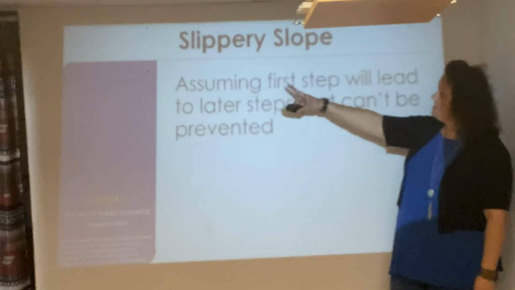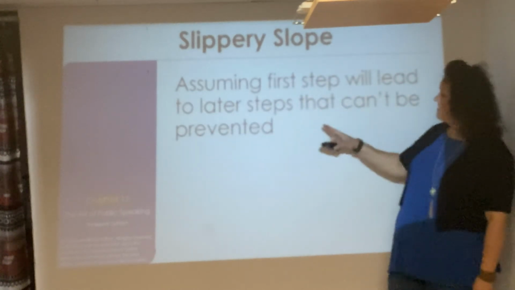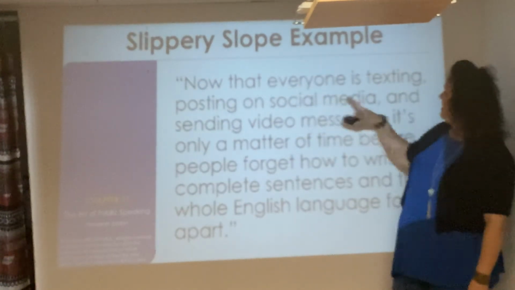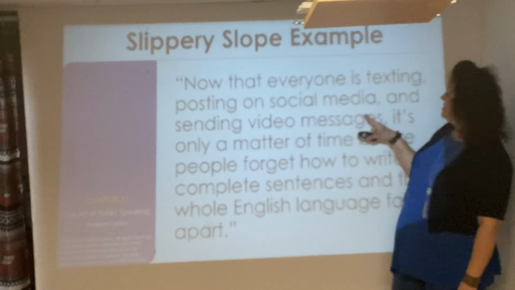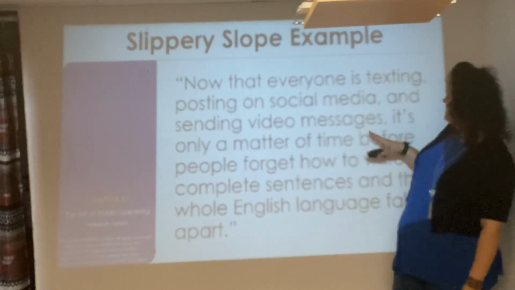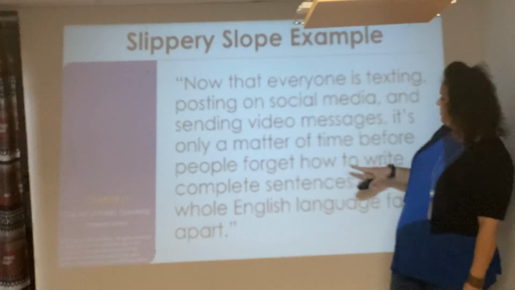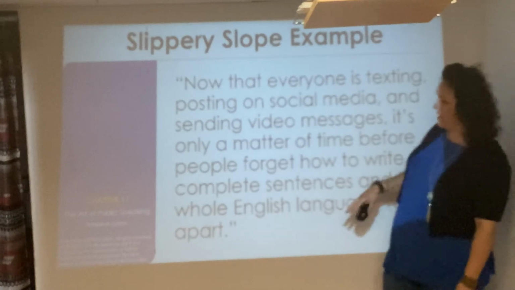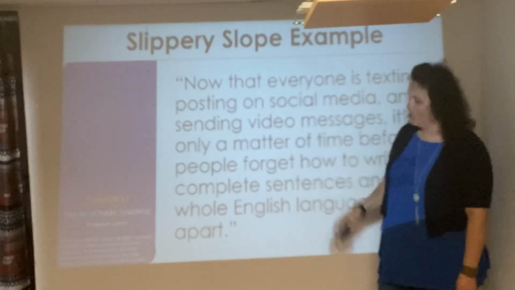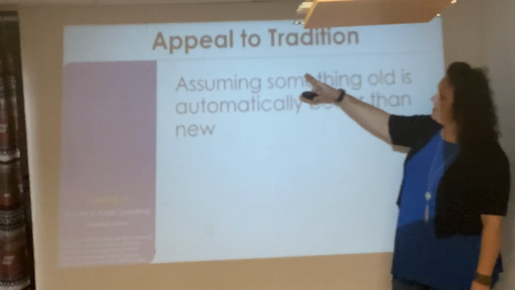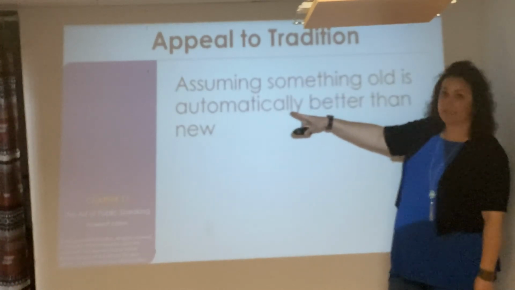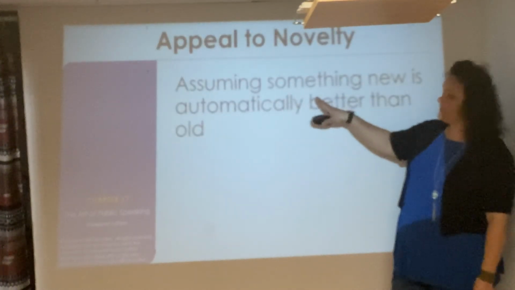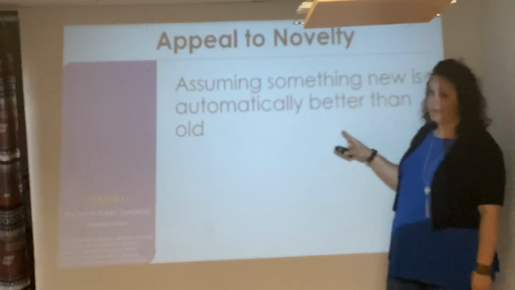A slippery slope is assuming that the first step will lead to later steps that can't be prevented. An example of a slippery slope: now that everyone is texting, posting on social media, and sending video messages, it's only a matter of time before people forget how to write complete sentences and the whole English language falls apart. That's definitely a slippery slope. Appealing to tradition is assuming something old is automatically better than something new. And appealing to novelty is assuming that something new is automatically better than something old.